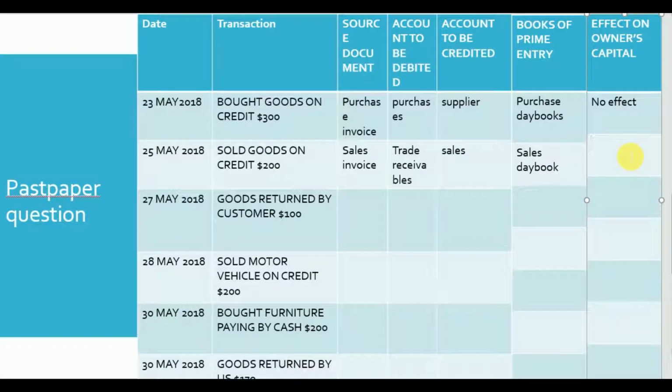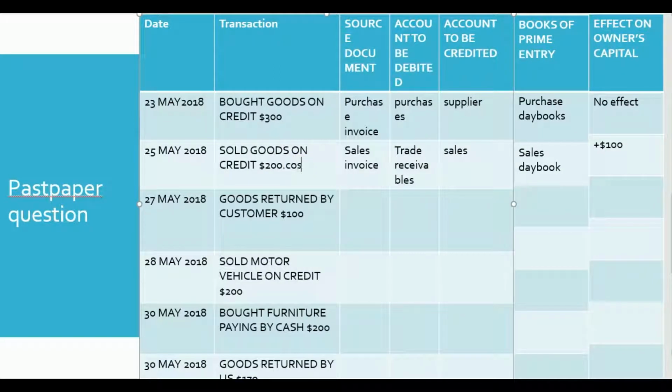Sold goods on credit: here the profit has not been disclosed, but in your past paper question, it would be more obvious, as the cost would be disclosed there. For example, if I have incurred a cost of $100 on these goods and I am selling them for $200, the profit would be plus $100. So if my profit is increasing, then in effect on owner's capital, I would write plus $100, and I am writing it down here. Cost price was $100, so we are assuming this.